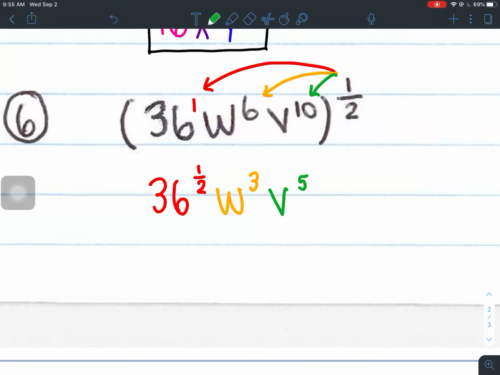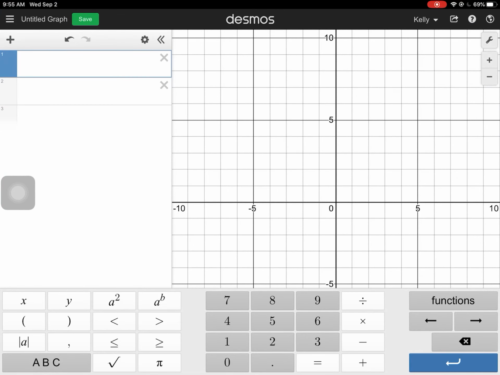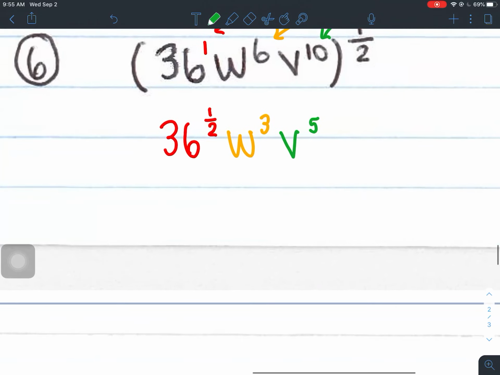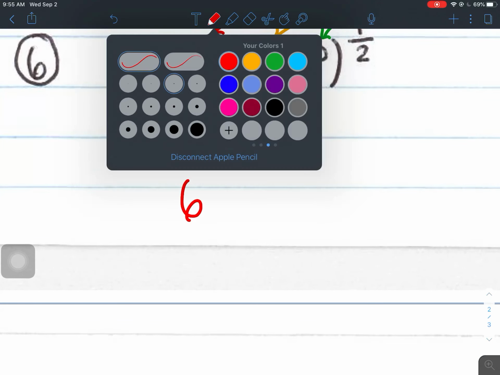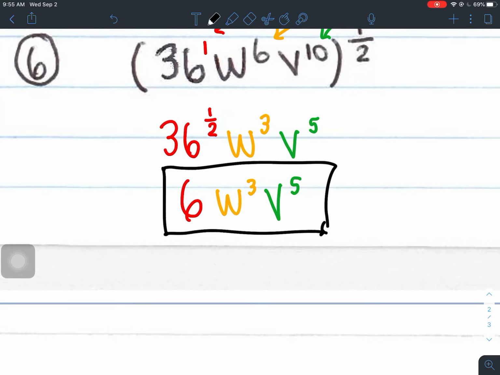However, I can type in 36 to the half in a calculator. Okay, so again, you're going to type it in. You type in 36. Use the exponent button. And then you're going to do 1/2. So that's going to be 1 divided by 2. And I get 6. So it's actually a pretty number. Not even that ugly, right? So 36 to the 1/2 simplifies to 6. And then I can't simplify the w or the v because obviously they're variables and we don't know what they are. So we have to leave those as is. But this would be my simplified expression here.